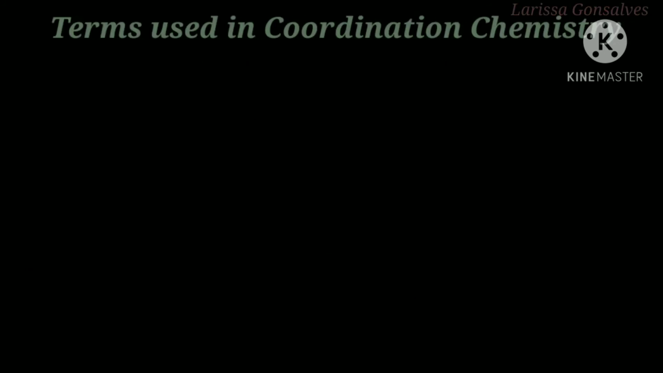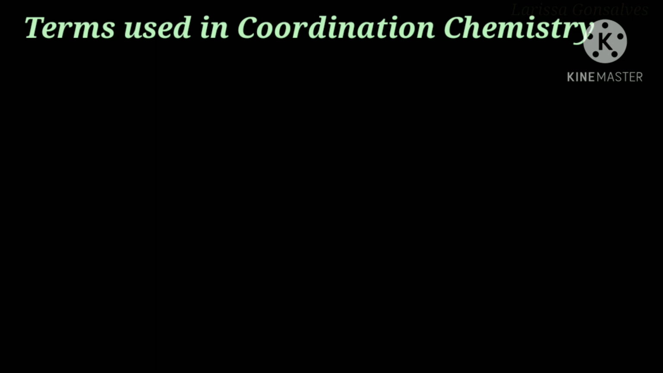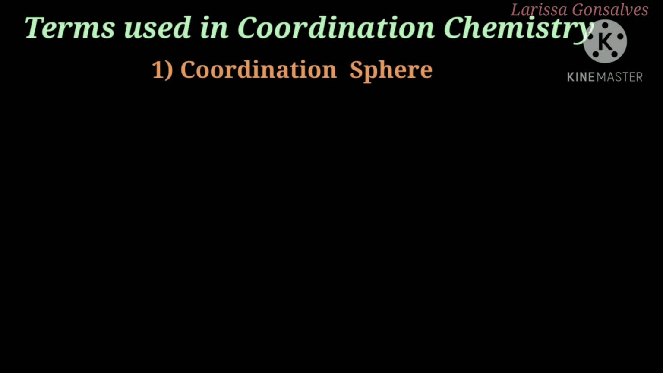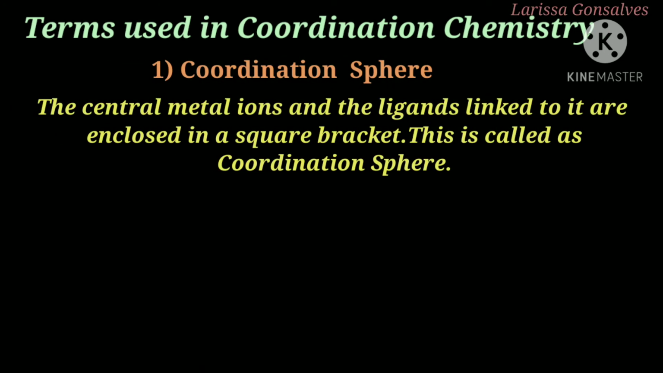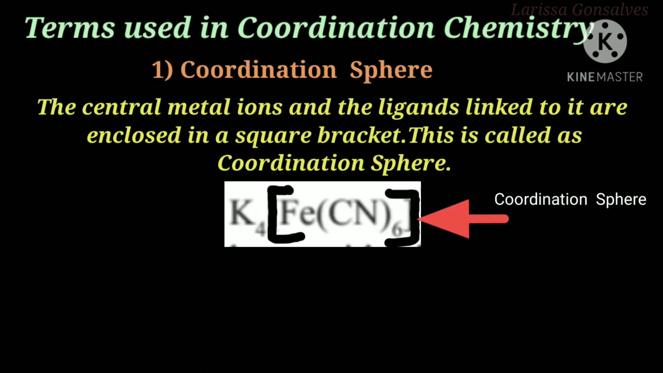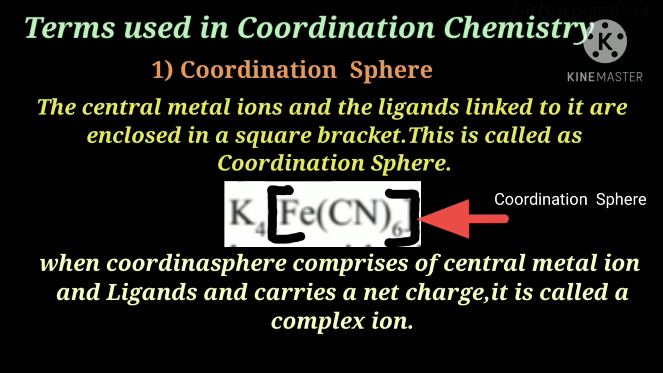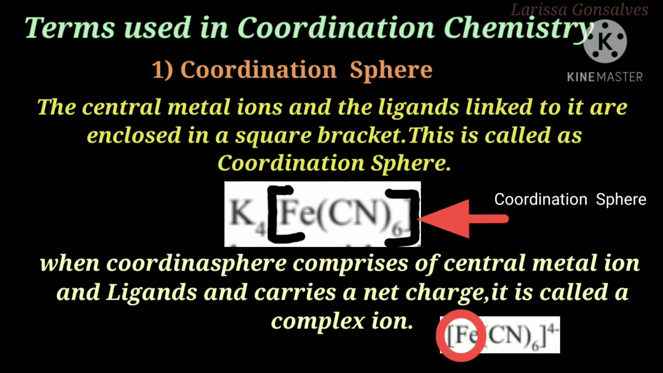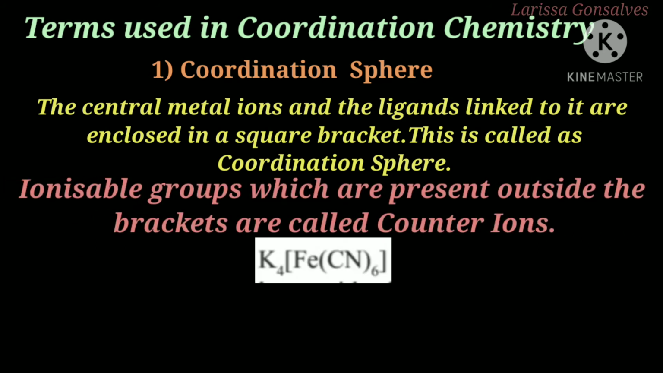Let us now study some terms which are used in coordination chemistry. First is the coordination sphere. The central metal ion and the ligands which are linked to it are enclosed in a square bracket, and this is called the coordination sphere. When the coordination sphere comprises a central metal ion along with the ligands attached to it and they carry a net charge, then it is called a complex ion. Sometimes there are ionizable groups which are present outside the brackets. They are called the counter ions.